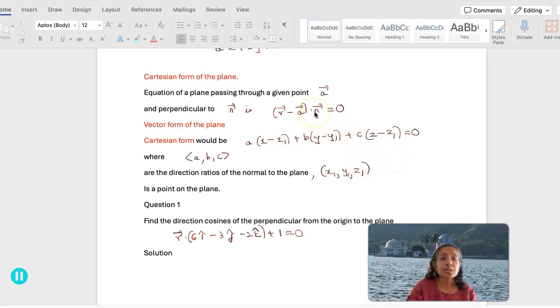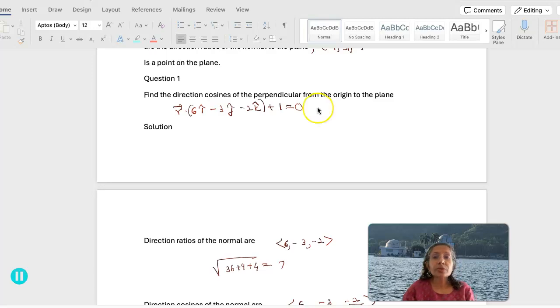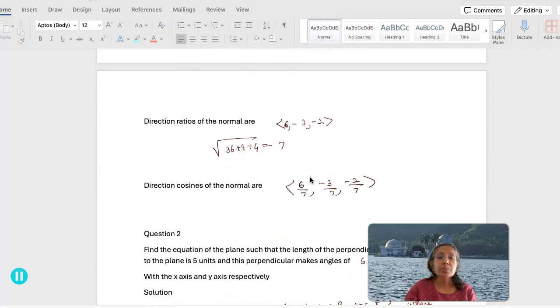So coming to questions, find the direction cosines of the perpendicular from the origin to this plane r dot 6i minus 3j minus 2k plus 1 equal to 0. First find the direction ratios of the normal, that will be 6, minus 3, minus 2. So we divide by the modulus, that is root of 36 plus 9 plus 4, which is 7. And then the direction cosines will be just divide each term by 7. So it will be 6 by 7, minus 3 by 7 and minus 2 by 7.